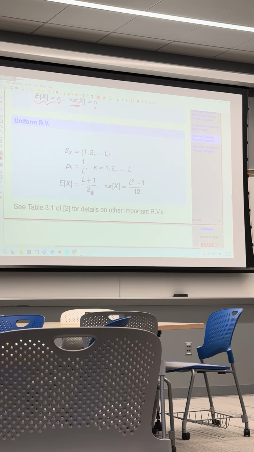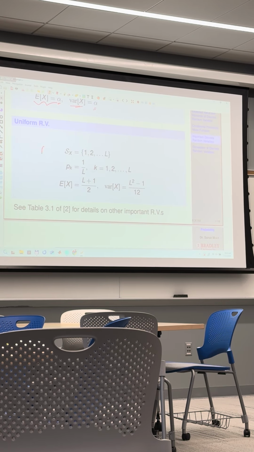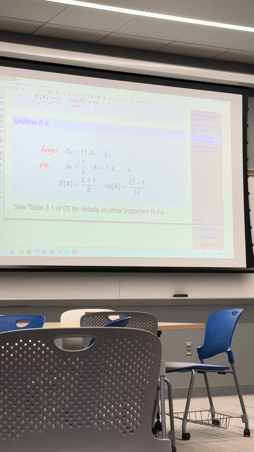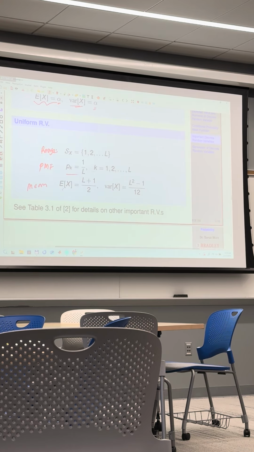Uniform random variable. So we have the range of the uniform random variable. We have the PMF of the uniform random variable, and then the mean of the uniform random variable is (L plus 1) over 2, where L is the upper limit, and the variance of the uniform random variable is (L squared minus 1) over 12.